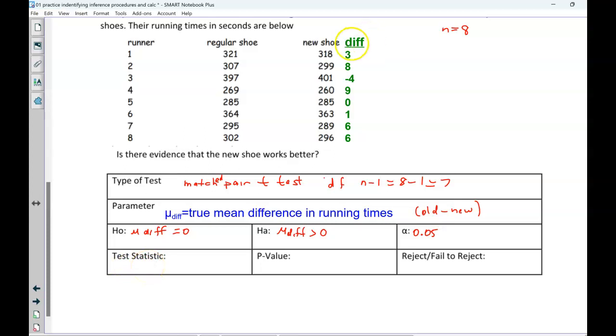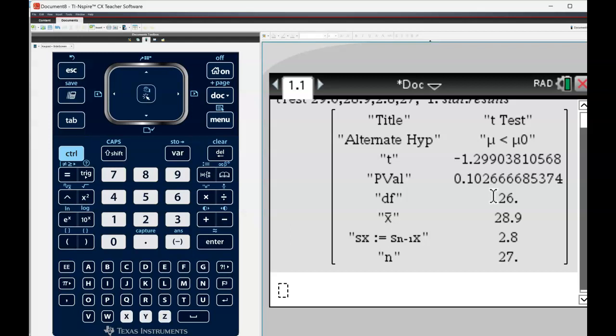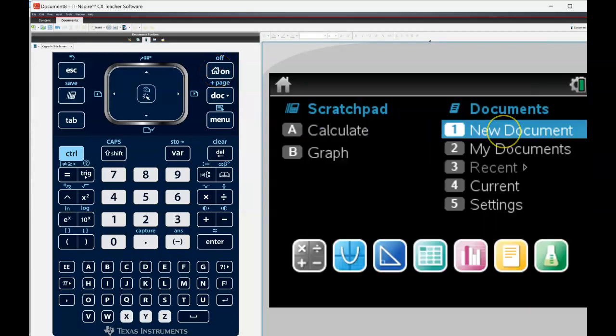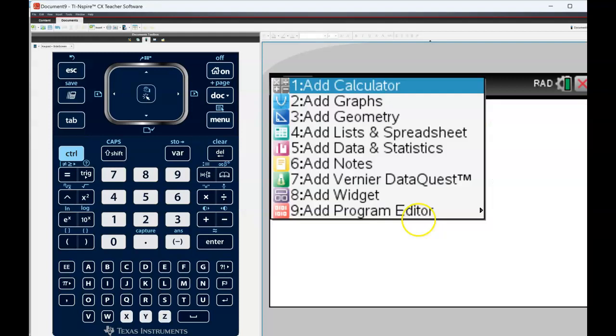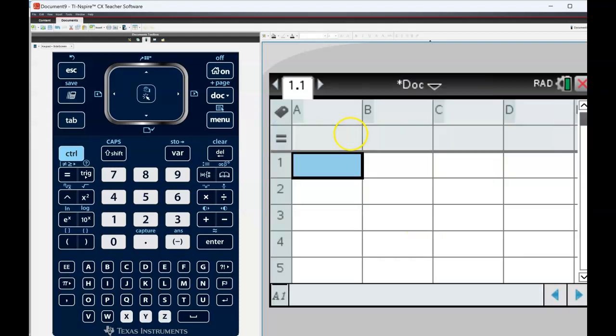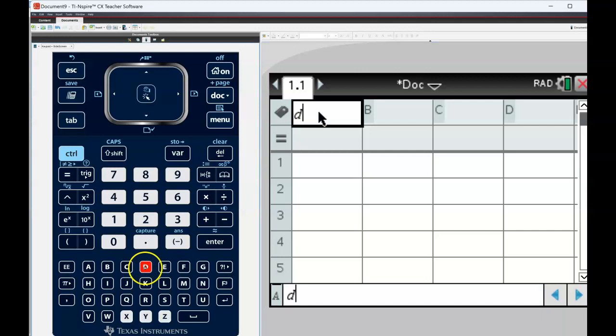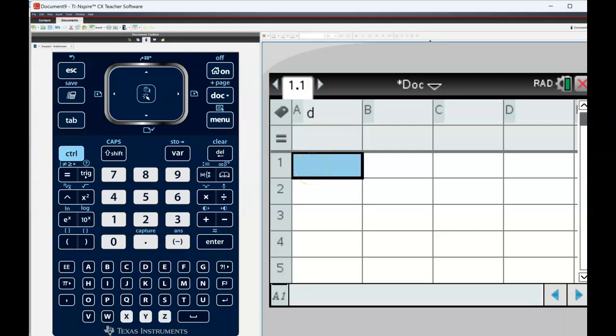So I already calculated the difference. And again, if you had gone the other way, if you went new minus old, you would have had a negative amount and you would have shifted mu diff to be less than 0. But this is how I calculated it out. And we're going to actually enter the data. Again, I'm going to start a new document. And I need a list and spreadsheet. And I'm going to hopefully quickly enter the data.